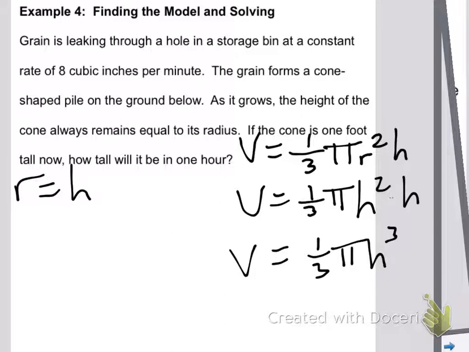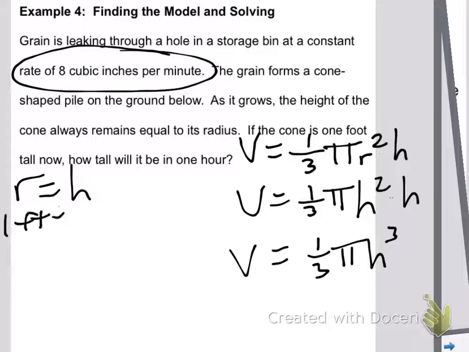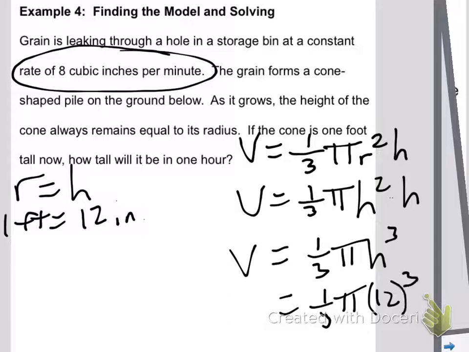now you don't want to put a 1 in for h because the rate is in cubic inches. So we want to make sure that the height is in inches. So 1 foot equals 12 inches. So 1/3 pi times 12 to the third. Okay? And that turns out to be 576 pi inches cubed. Now, that is the volume right now, because the cone is 1 foot tall right now.